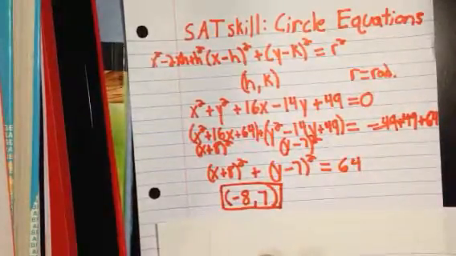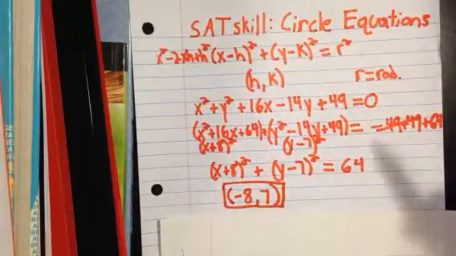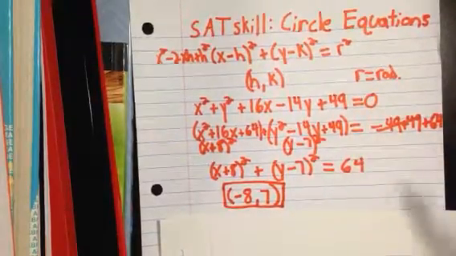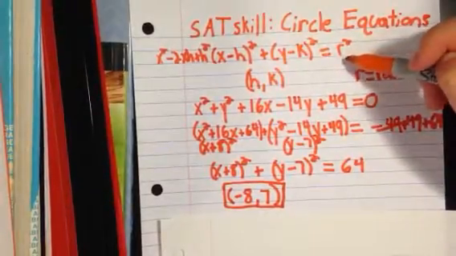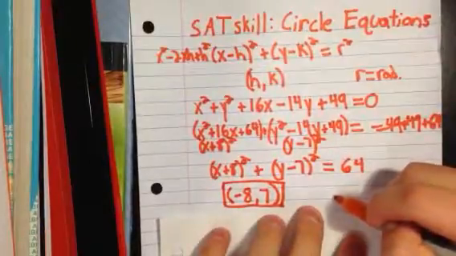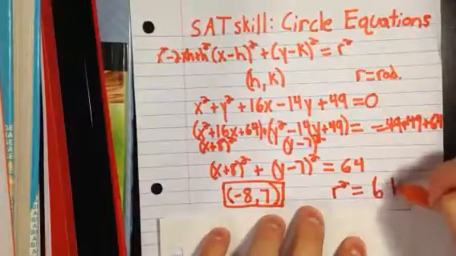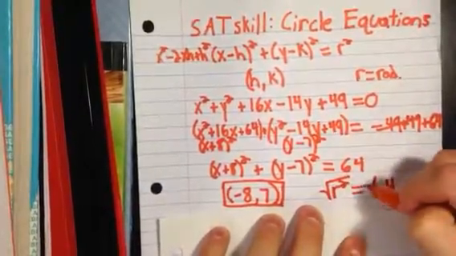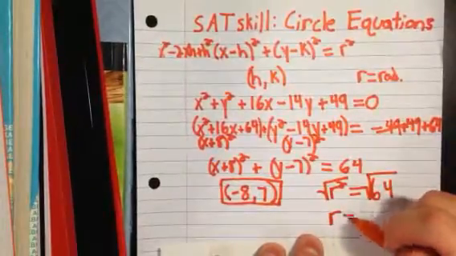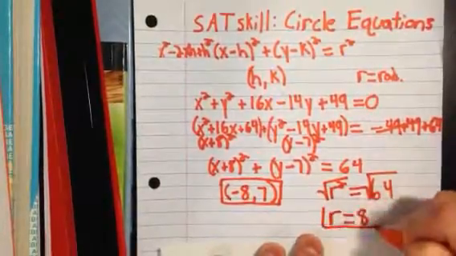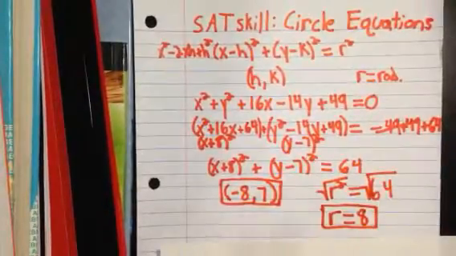Now for the radius. A lot of people just jump the gun and will say that the radius will be 64. However, you always need to be careful and know that this is an r² up here. So r² is what's equal to 64. If you take the square root of both sides, you'll find that r is equal to 8. So you have your radius of 8 and your center (-8, 7).